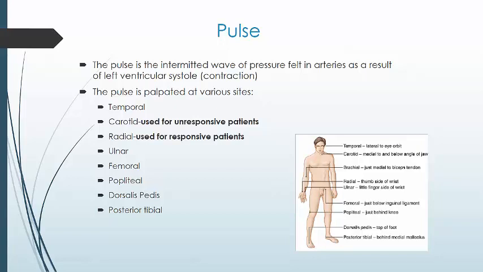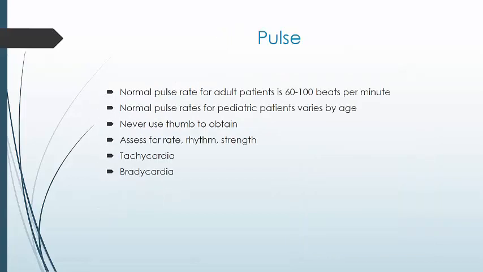Now, for a conscious patient, conscious adult, we're going to check a peripheral pulse. The most common peripheral pulse is going to be your radial pulse. For an unresponsive adult or child, we're going to use the carotid pulse in the neck. For infants 1 year or under, we're going to check the brachial pulse, whether they are conscious or unconscious, either way. When we're checking pulses, we are assessing for rate, rhythm, and quality.